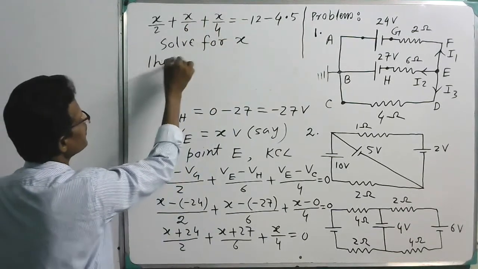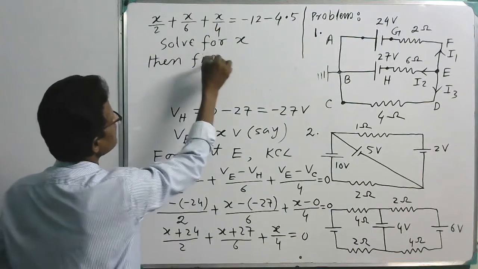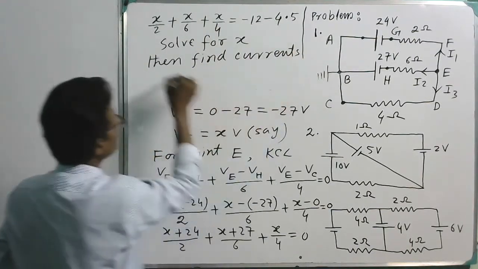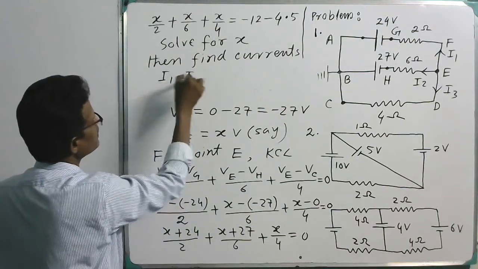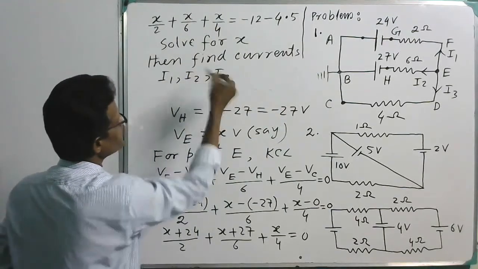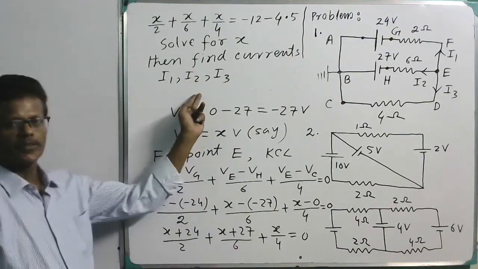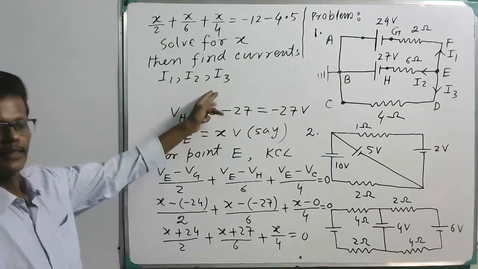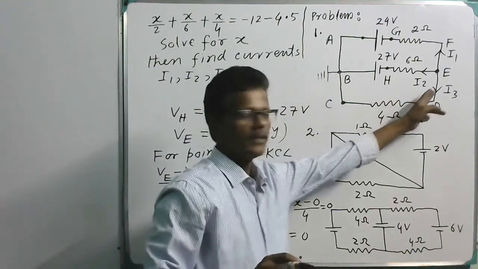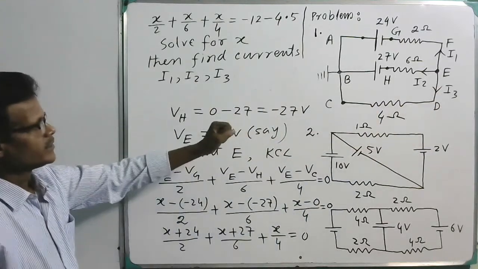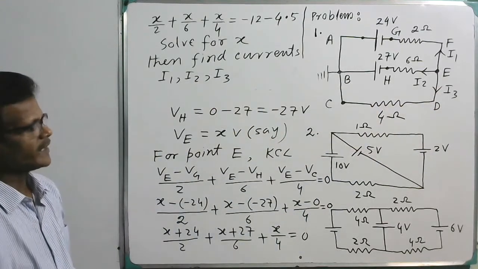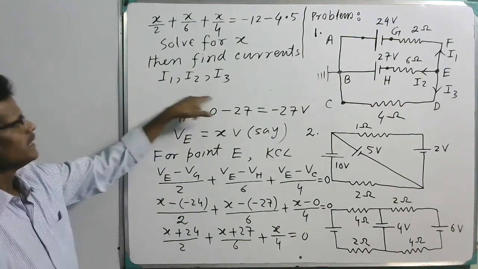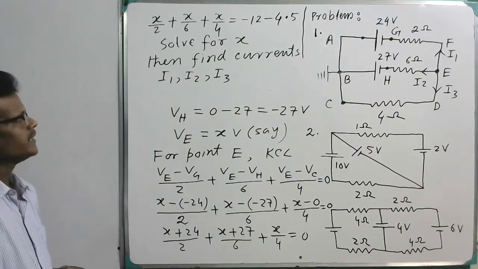Then find the currents I1, I2, I3. If any value of these three is negative, at least one will be negative. So the direction of current, you will get the actual direction of current after getting the solution and their sign.